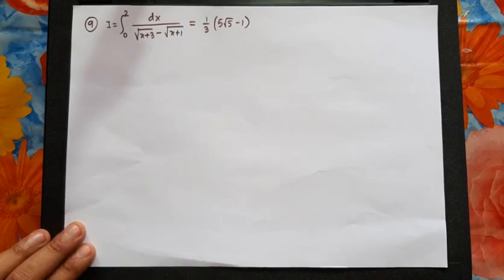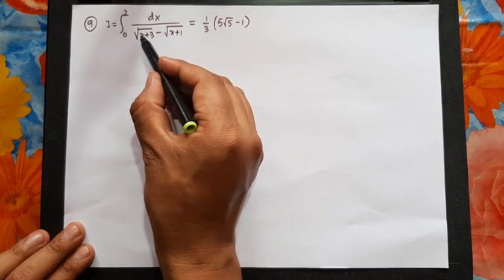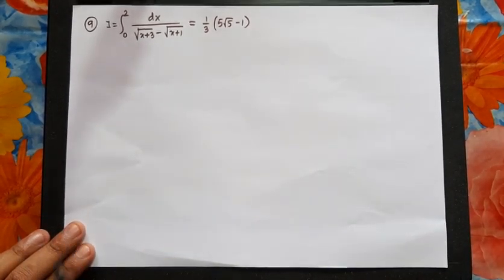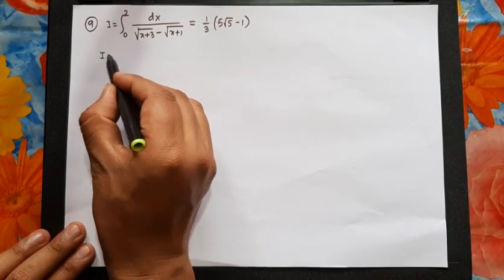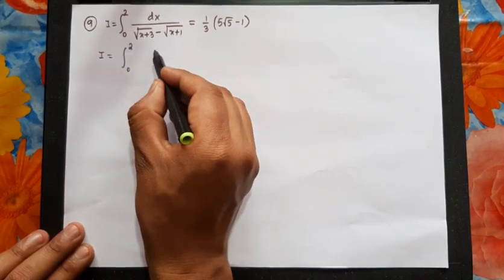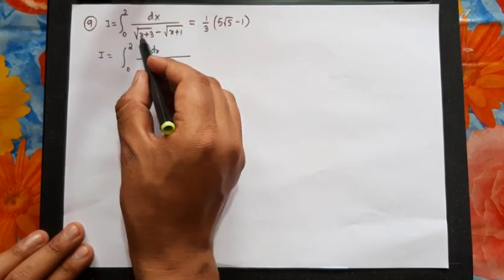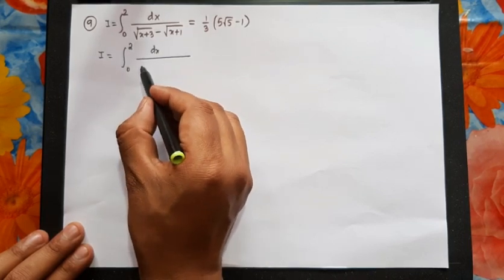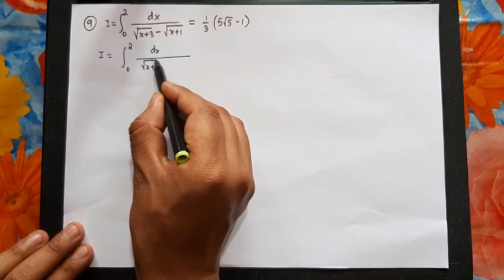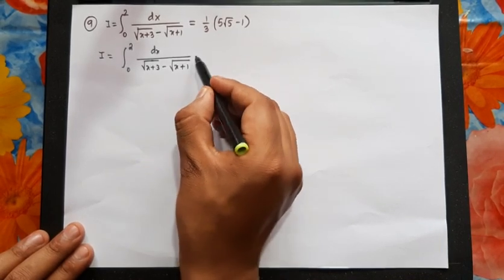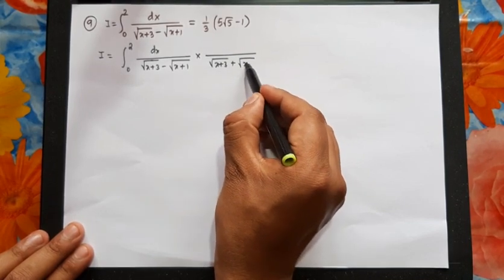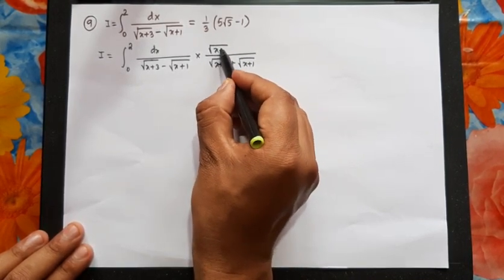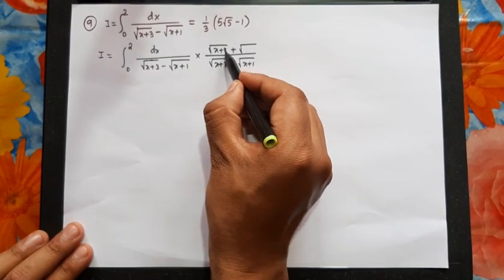So before rationalizing, let's check whether the coefficients of x are equal or not. Here the coefficient of x is 1, and similarly the coefficient of x is 1. So that means we will be able to rationalize the denominator here. So we have I equal to the integral from 0 to 2 of dx by square root of x plus 3 minus square root of x plus 1. If you want to rationalize this, you have to multiply it by this much, right?